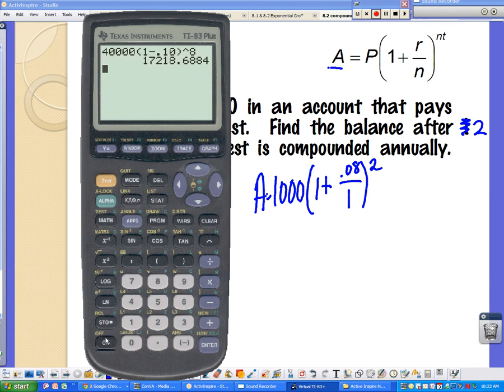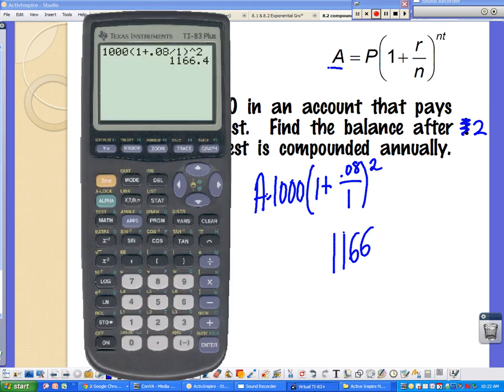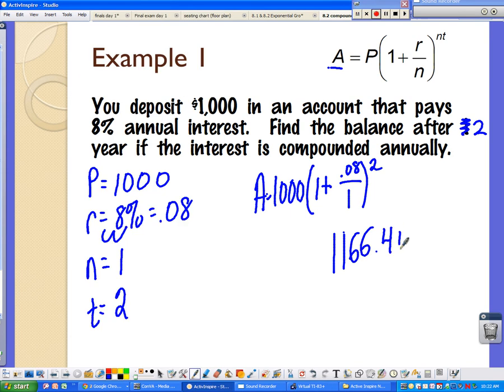And when you put this in the calculator, it's just like we did with exponential growth and decay. 1,000, parenthesis, 1 plus 0.08 divided by 1, close the parenthesis, and we got to raise it to the second power. Okay? The calculator is going to know that it needs to divide this first before it adds on the 1. So then you calculate it, and at the end of 2 years, if they compounded annually at 8%, you're going to have $1,166.40.